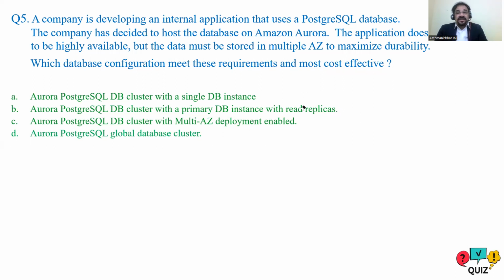Highly available, maximizing durability, and cost effective. So thereby, the correct answer is C. It is the Aurora PostgreSQL database cluster with the multi-availability zone deployment option enabled. All right, let's move on to the next question.